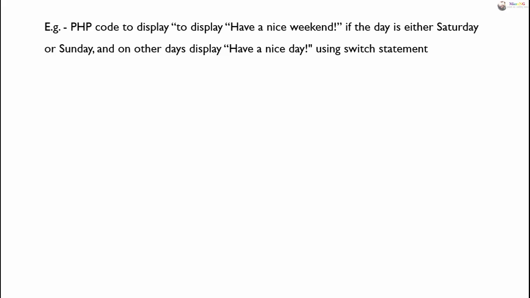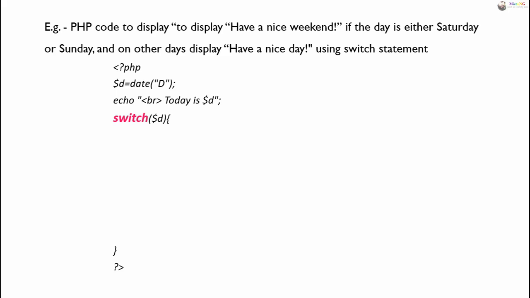Example: PHP code to display have a nice weekend if the day is either Saturday or Sunday, and on other days display have a nice day using switch statement. So we fetch the day by using the date function and display the day. Now the day variable we mention in the switch statement block, switch $d. So $d can take different day values, and different day values can become the case labels.